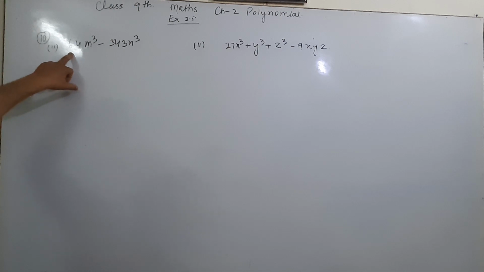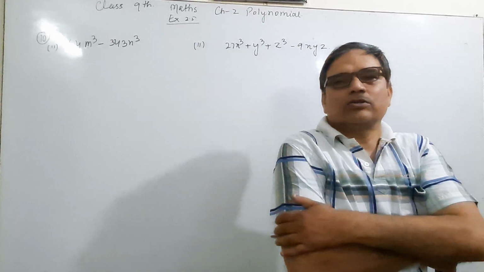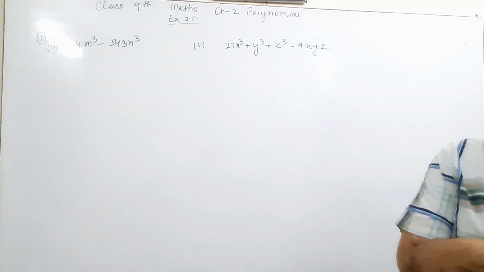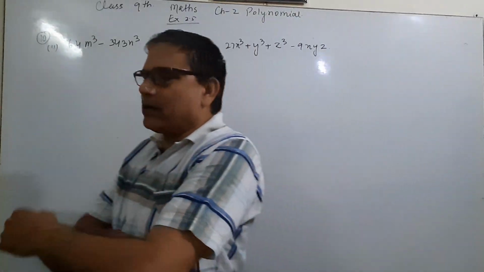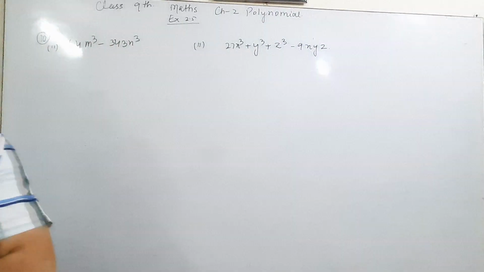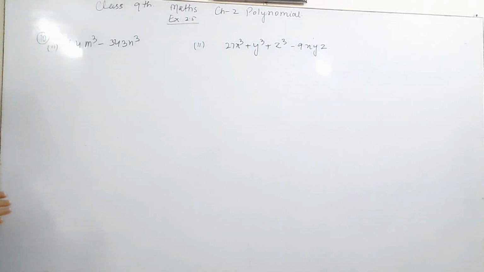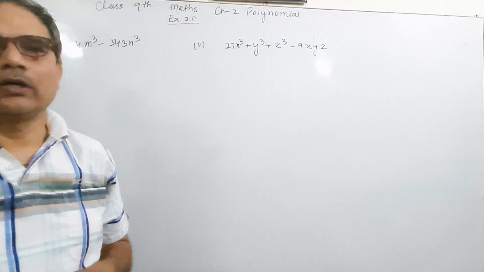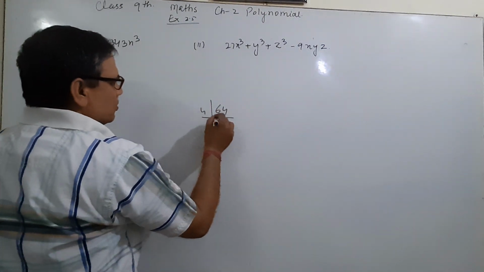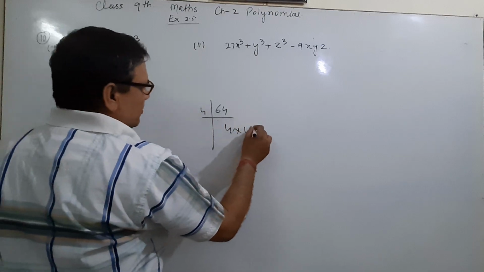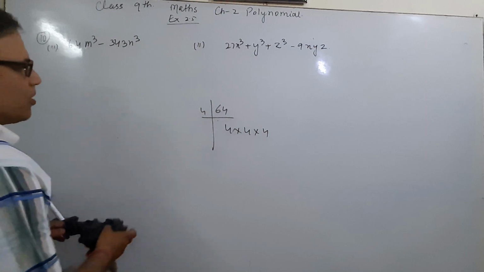Then what is the number whose cube is 64? Or we can write, 64 is equal to the cube of which number? Think. Cube of which number is 64? Do you know? 64 we can break: 4 multiplied by 4 multiplied by 4. Easily you can do it. It means 64 is the cube of 4.